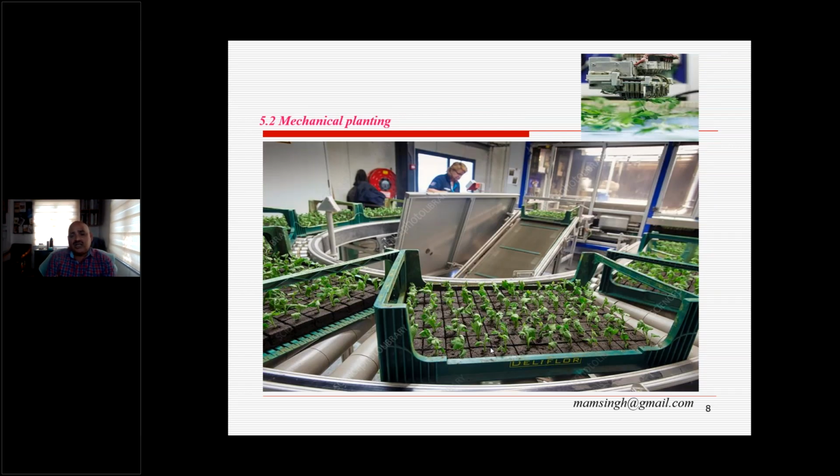Now, this technology has been very much advanced in countries like those in Europe and the US, where it is mechanical. A machine can facilitate the planting very fast. A single machine can operate and give the output of up to 5 to 6 people. So it depends on the scale of planting or making plants.